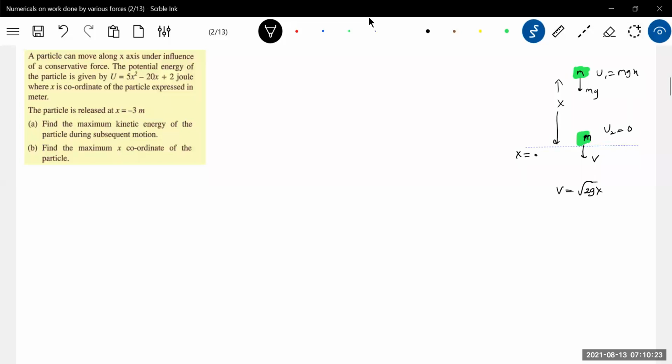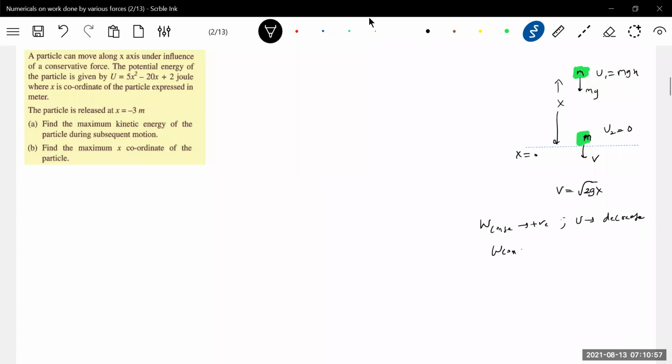So how are this potential energy and the force related? That's the question. Who is responsible for this kinetic energy? This weight mg only. The weight mg does work, and because of that the kinetic energy will increase. Now mg is a conservative force, and when a conservative force does positive work, potential energy will decrease.